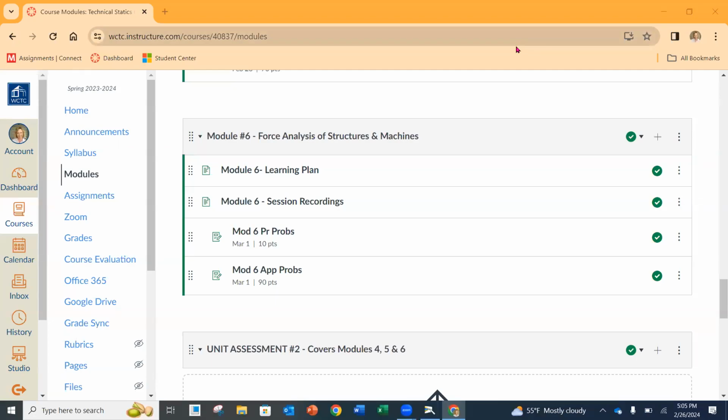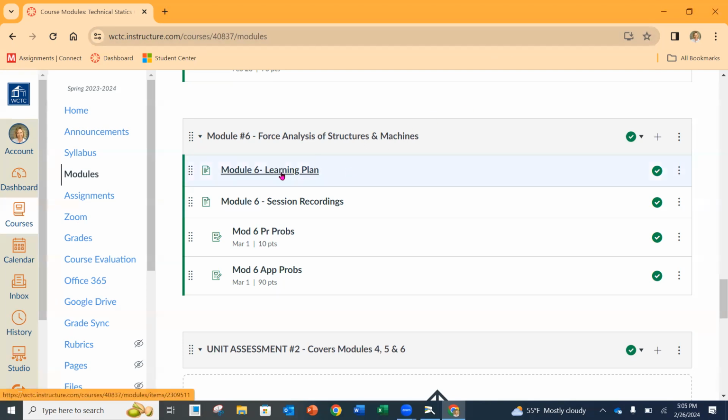Okay, so today we're going to start looking at module number 6. Module number 6 is force analysis on structures and machines. And most specifically, we're going to be looking at trusses, frames, and different types of simple machines.